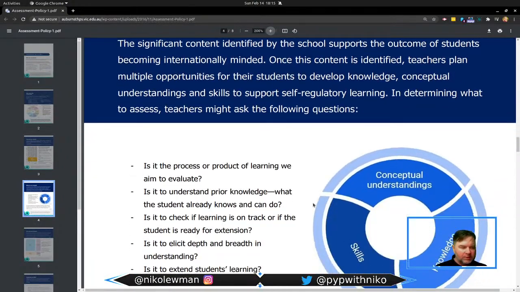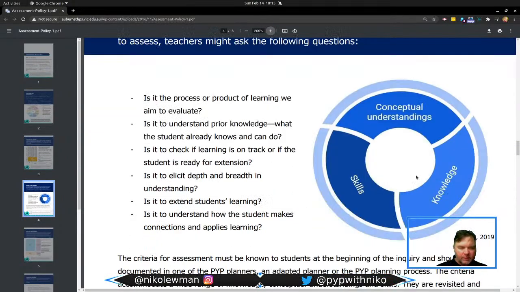And we look at what are we assessing, that we have to assess the conceptual understandings, we are assessing the knowledge, and we are assessing the skills. Now, one of the criticisms that I usually hear and raise myself for PYP is that there isn't enough rigor in that assessment. How can we make sure that the assessment is really enabling our students to reach higher?